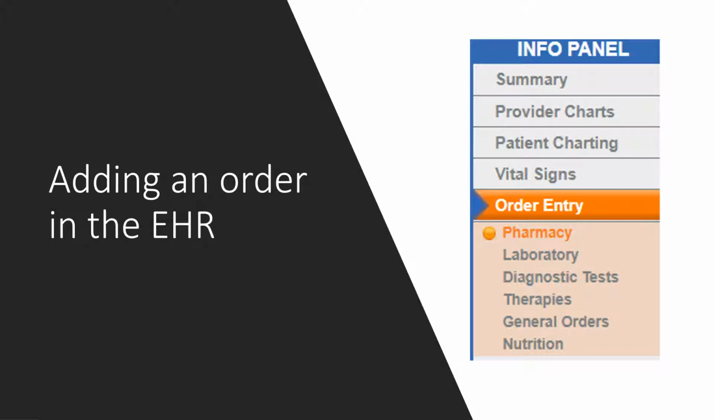To add an order in the EHR, please choose Order Entry and then the type of order you will enter. For practice, we are going to first order the patient Lasix 20 milligrams PO BID and then a STAT 2-view chest X-ray. For a medication order, choose Pharmacy.